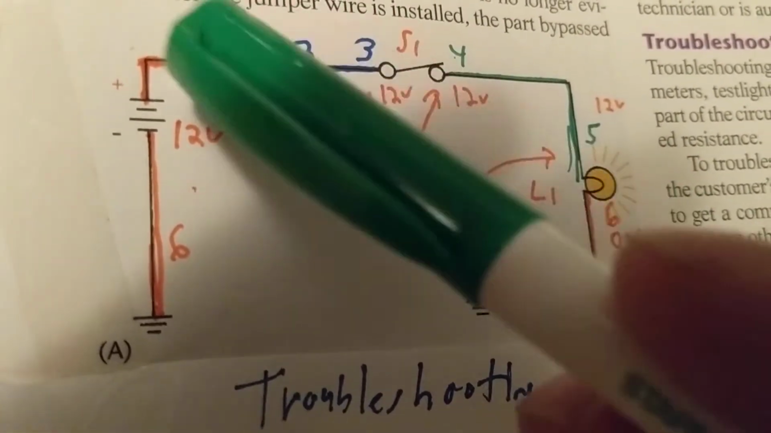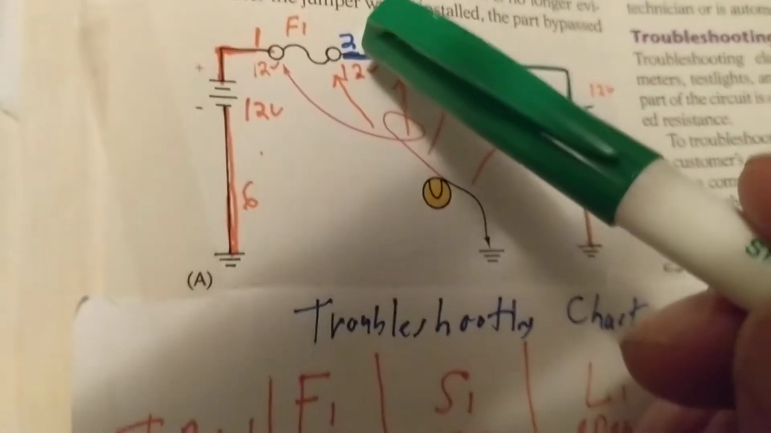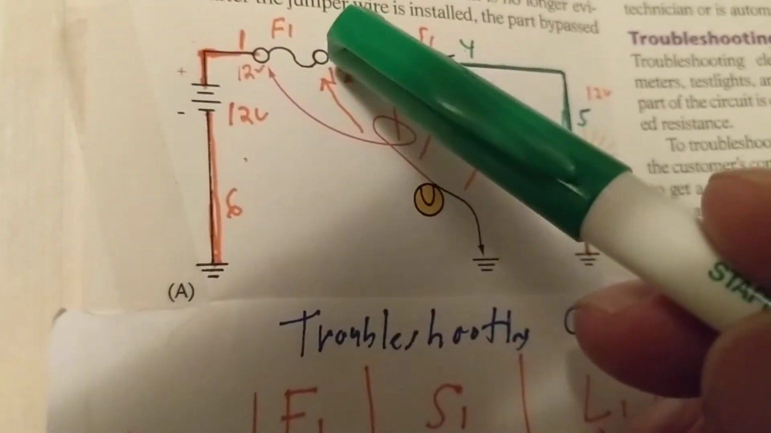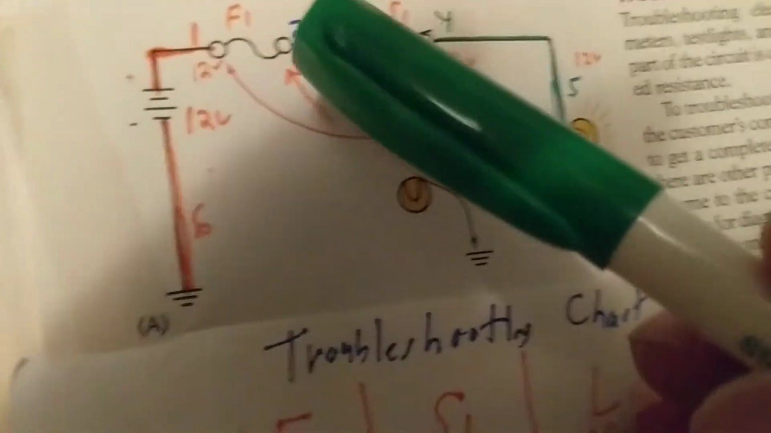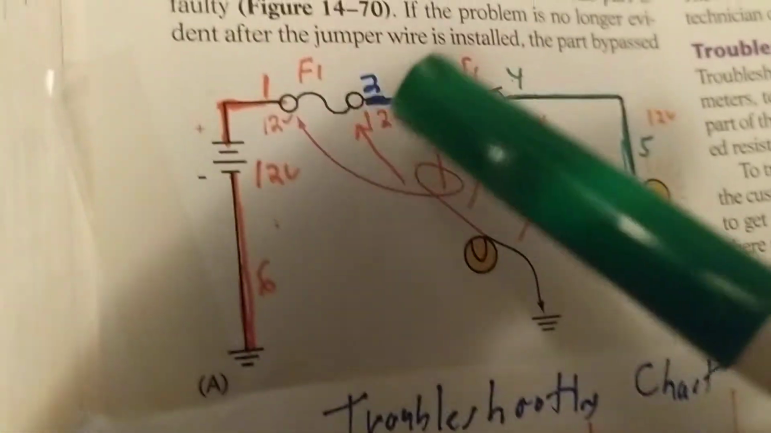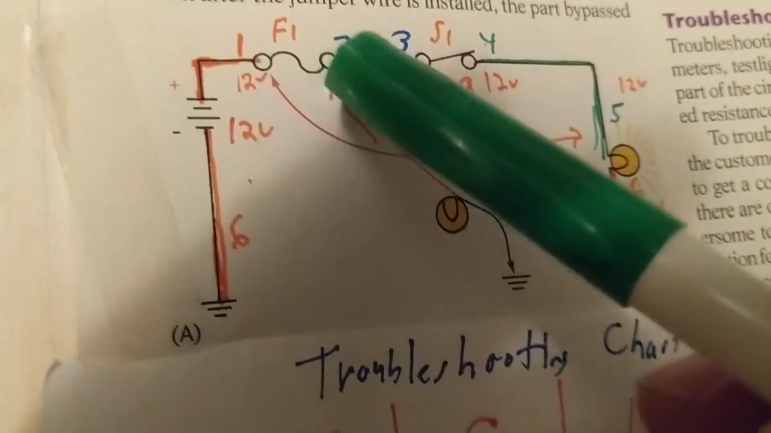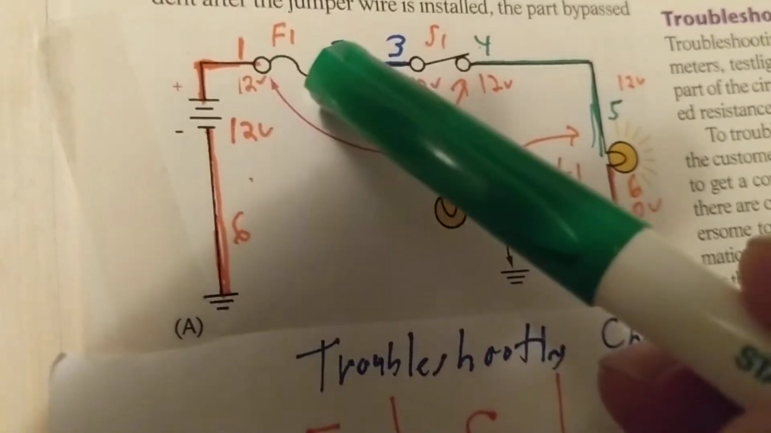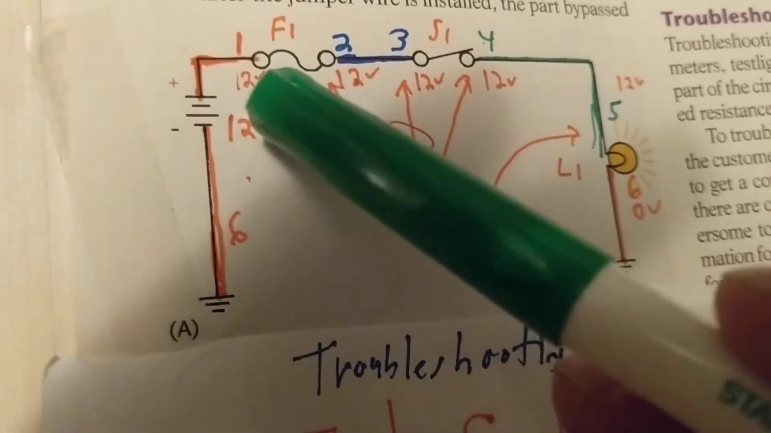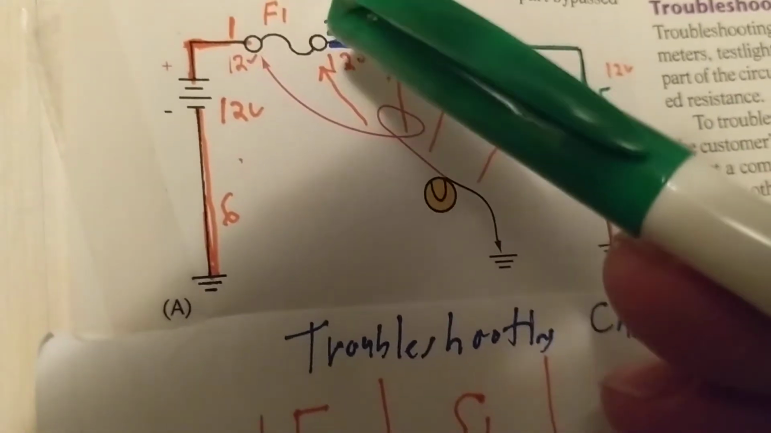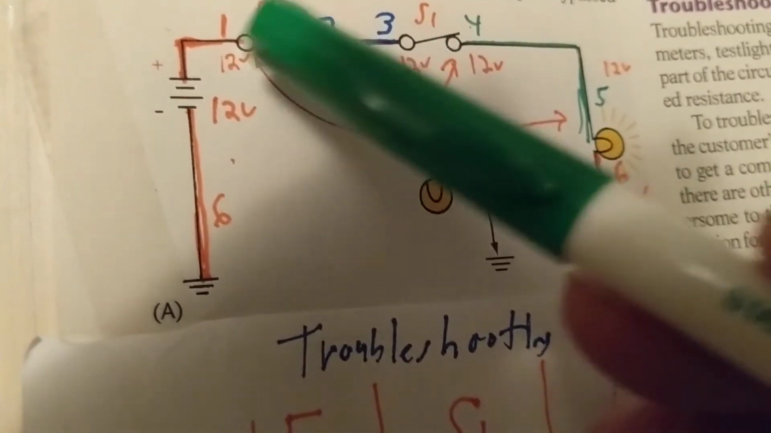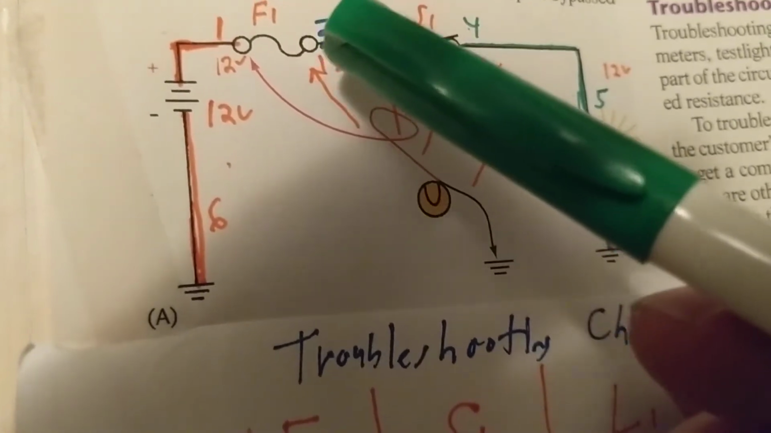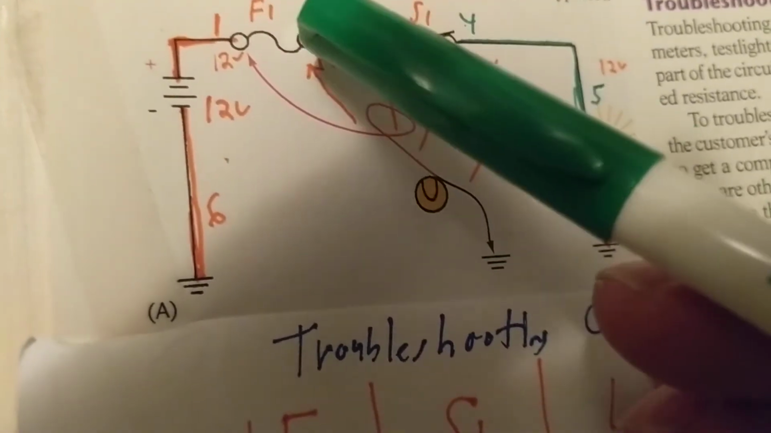Now, from 1 to 2, I have 12 volts here, 12 volts here. Why do I have 12 volts here? Because again, there is low ohms here, low resistance. I have no voltage drop. Voltage drop means a difference of voltage between 2 points. So from this point to this point, I have very low voltage, maybe 0.1, 0.2. Doesn't matter. 12 volts here, 12 volts here.